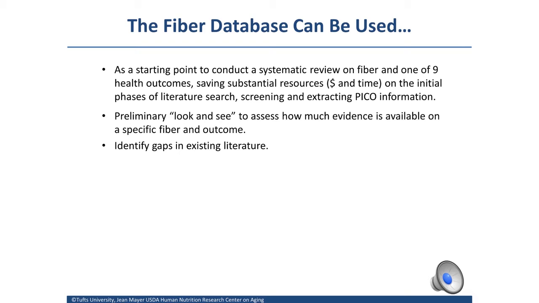The fiber database can be used as a starting point to conduct a systematic review on fiber and one or more of the 9 health outcomes of interest, saving substantial resources like money and time on that initial phase of the literature search, and also on the phase of screening and extracting PICO information. It can also be used as a preliminary look and see to assess how much evidence is available on a specific topic, like a specific fiber or outcome, and it can also be used to identify gaps in the existing literature.